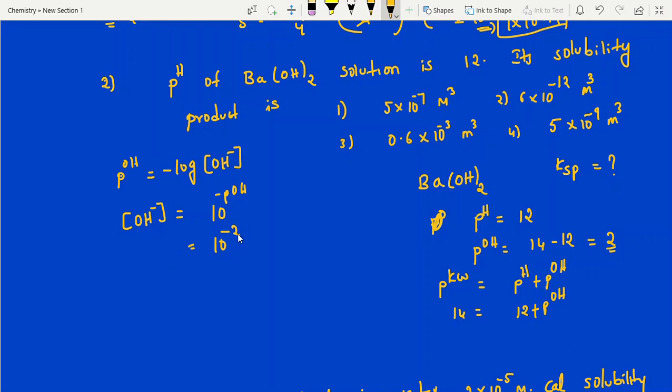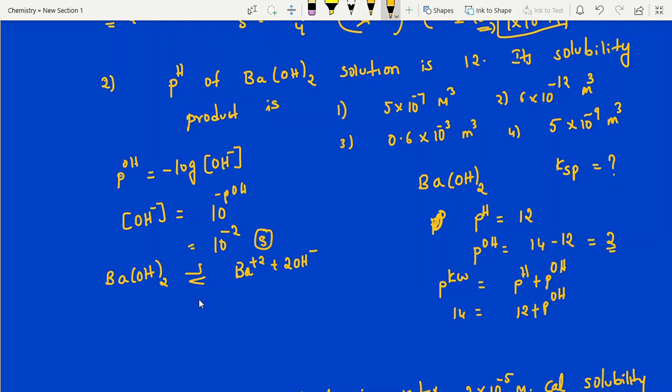Now what are they asking? KSP they are asking. So how to calculate? This is the OH minus ion concentration, we have got it, and this is the solubility. Now barium hydroxide, how can it dissociate? Barium plus 2, and 2 OH minus, right? So now you can write your points. What are the points, students?